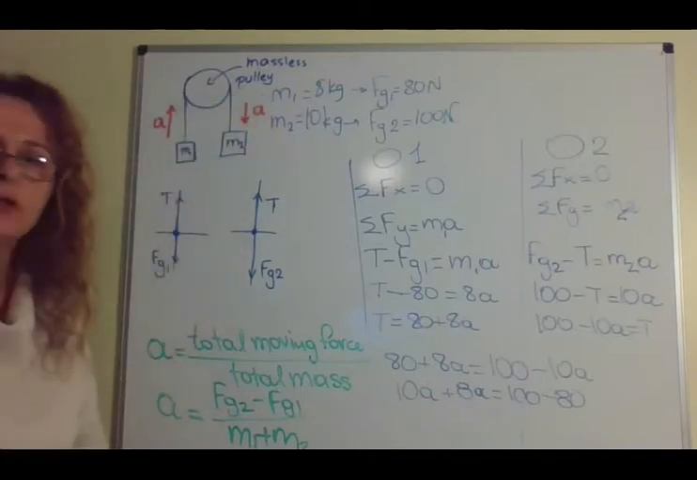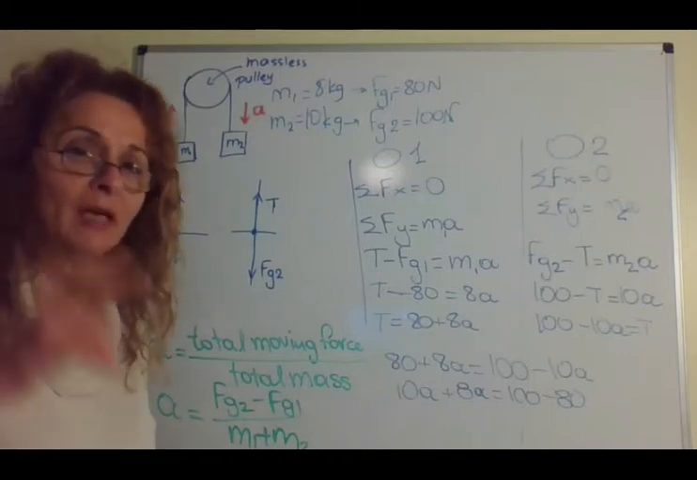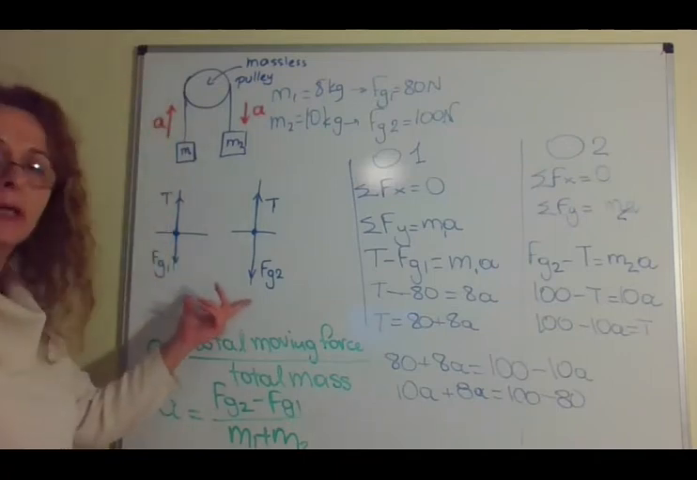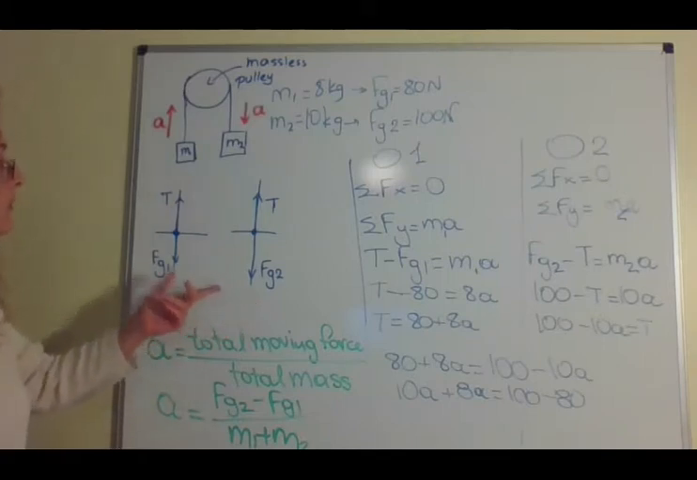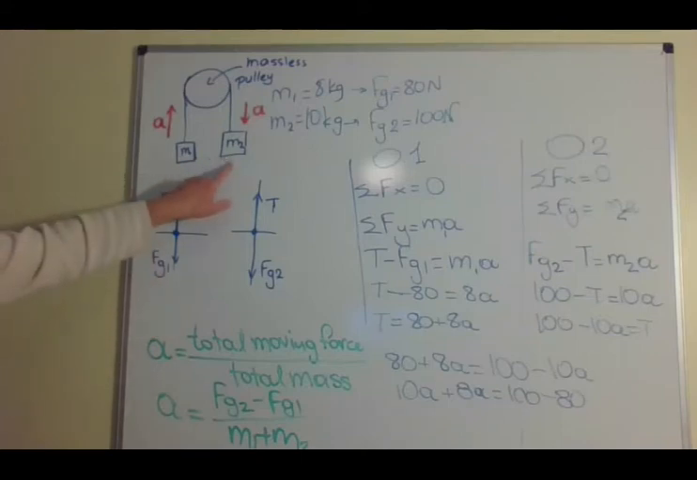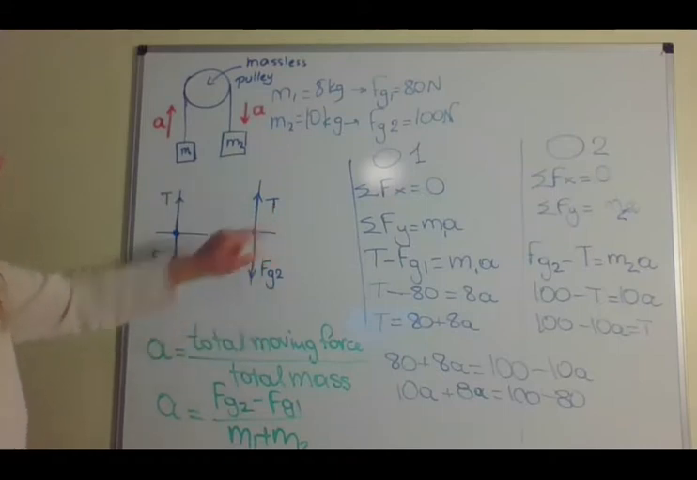Now the first thing that we do, I will show the traditional way and I will show the fast way. So the traditional way starts by doing the free body diagram for each object separately. The forces on mass 1 is the force due to gravity 1 and the tension upwards. For mass 2 we have its own force due to gravity Fg2 and the tension.